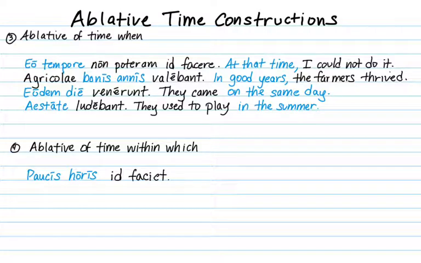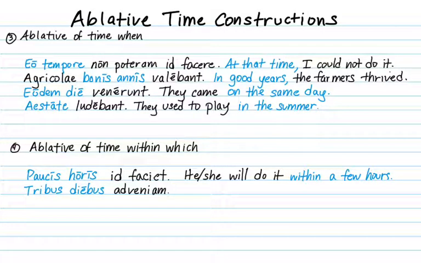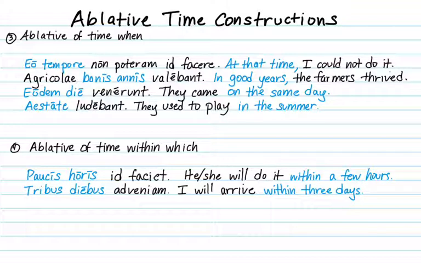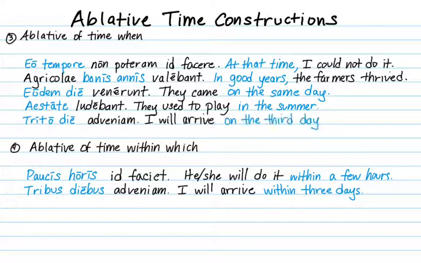Compare that to the ablative of time within which, paucis horis id faciet, he or she will do it within a few hours. Both the time when and the time within which are expressed in the ablative. The only difference is how you translate it in English. In my sample sentence, tribus diebus adveniam, I will arrive within 3 days. Compare that to a time when construction, tertio die adveniam, I will arrive on the 3rd day. So you see that there really is a difference between the time when construction and the time within which construction. So you want to pay attention to which one the Latin's using so you know what it means in English.